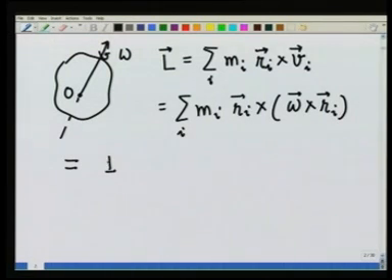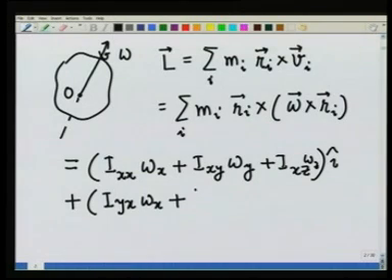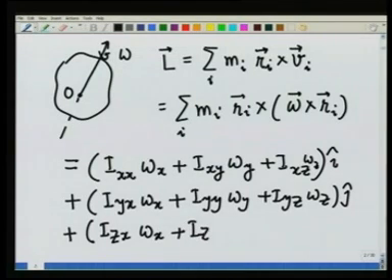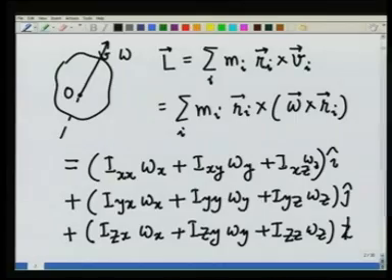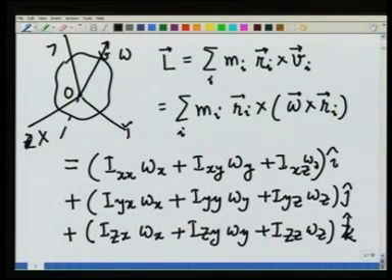This quantity we worked out comes out to be I_xx omega_x plus I_xy omega_y plus I_xz omega_z in the i direction, plus I_yx omega_x plus I_yy omega_y plus I_yz omega_z in the j direction, y direction, and I_zx omega_x plus I_zy omega_y plus I_zz omega_z in the z direction. Let me write it as k, where x, y and z directions are given, and this could be your z direction.